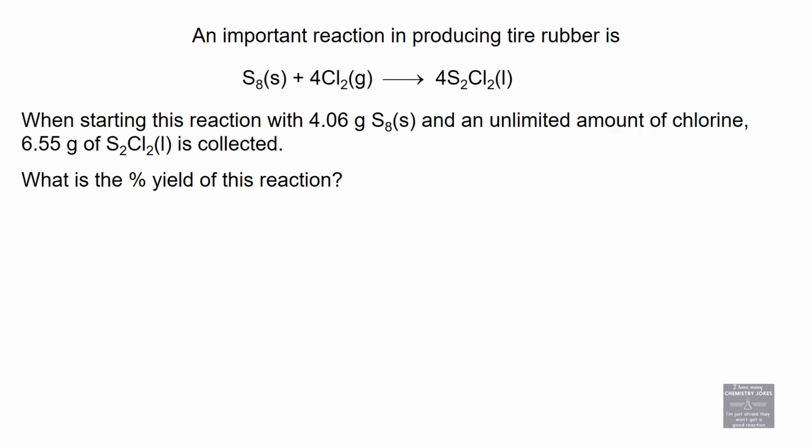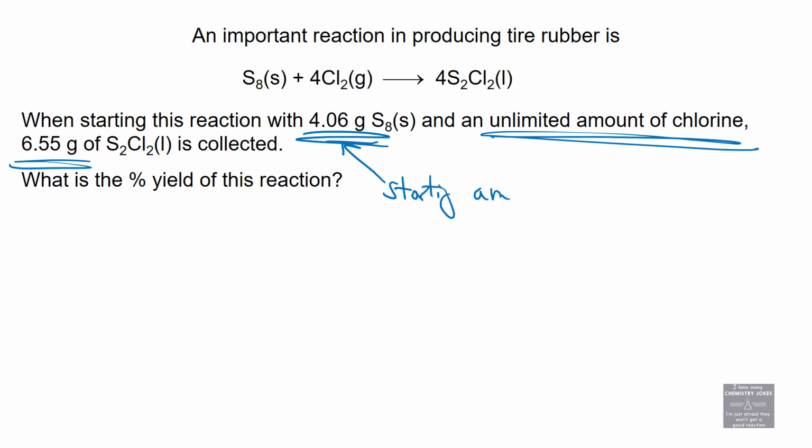Okay. So back to this problem. When starting this reaction with this many grams of S8, and an unlimited amount of chlorine, this much stuff is collected. What's the percent yield? Okay. S8 is a reactant. Chlorine is a reactant. S2Cl2, product. So from this, I can identify this is my starting amount of my limiting reactant. How do I know that's my limiting reactant? Because it says an unlimited amount of my second reactant, an unlimited amount of chlorine. So S8 is my limiting reactant.